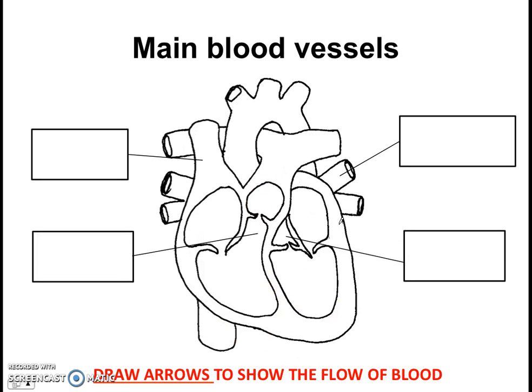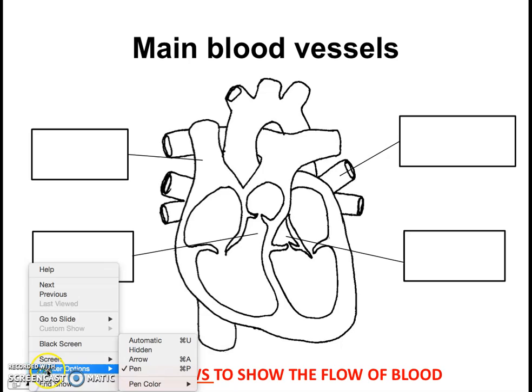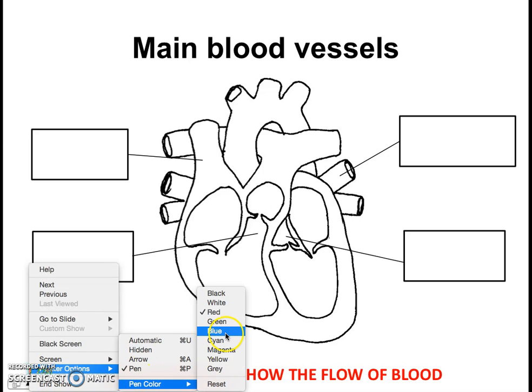Now that we know the names of the chambers, we can look at the main blood vessels that surround the heart. And for this, you're going to see the same blood vessels that we learned about already: the aorta, pulmonary artery, pulmonary vein, and the vena cava. So here you can actually draw arrows to show the flow of blood. Now I'm going to change my pen to blue so that we can learn this together.